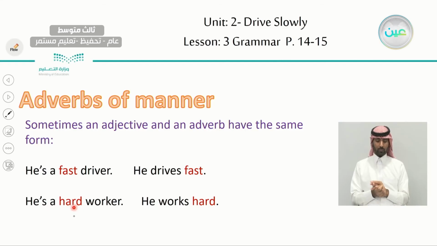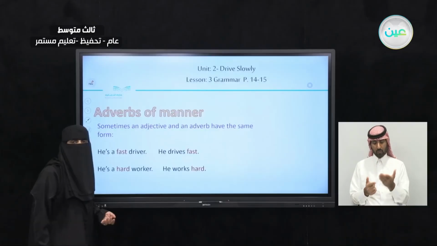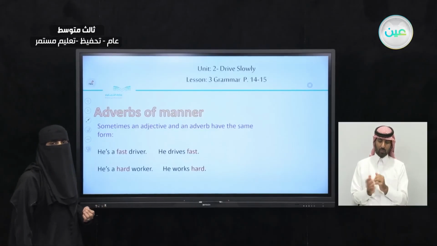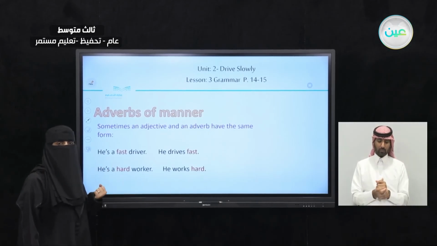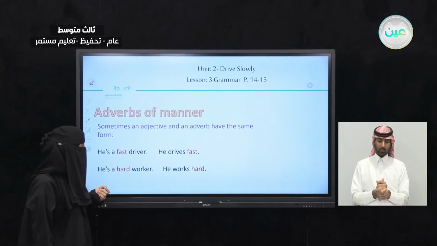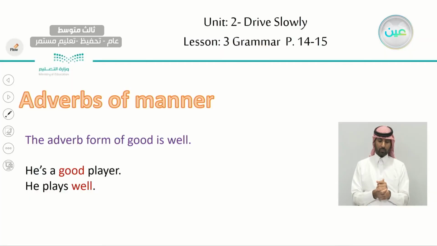He is a hard worker. Here it's an adjective. Hard is describing worker. It's the same here when it's an adverb. He works hard. We don't change the form of the adverb. The adverb and the adjective have the same form. Also here, the adverb form of good is well. This is another exception. Okay?